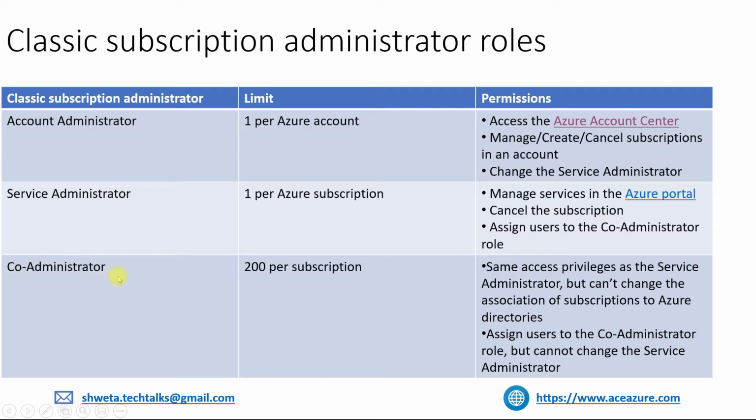Okay. The important role, the co-administrator role, also known as an owner role: you can have 200 owners or co-admins per subscription, and they have more or less the same privilege as that of a service administrator, but they cannot change the association of the subscription to the Azure Active Directories. That only a service administrator can do. And they can assign users to the co-admin role, just like what the service administrator could do. A co-admin can add other co-admins as well, but they cannot change the service administrator.